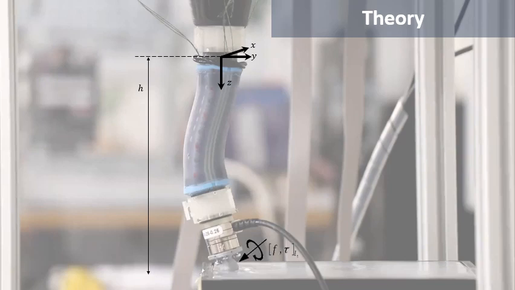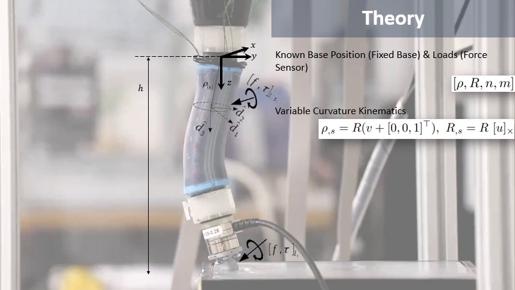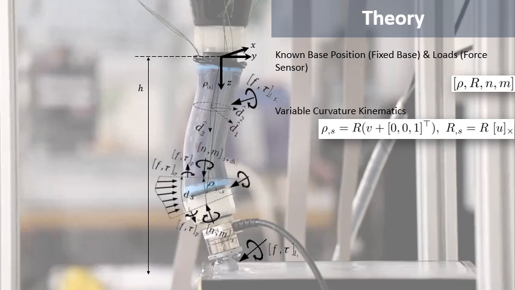Continuum appendage static model. We start by assuming that we know the base position and orientation because it's fixed, and moments and forces because we have a force sensor there. We use variable curvature kinematics. It gives us 2 sets of ordinary differential equations for the position and orientation along the backbone as a function of curve length. We also use the Cosserat static model.